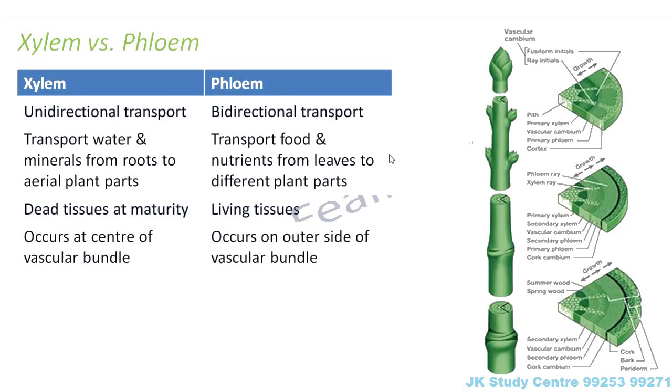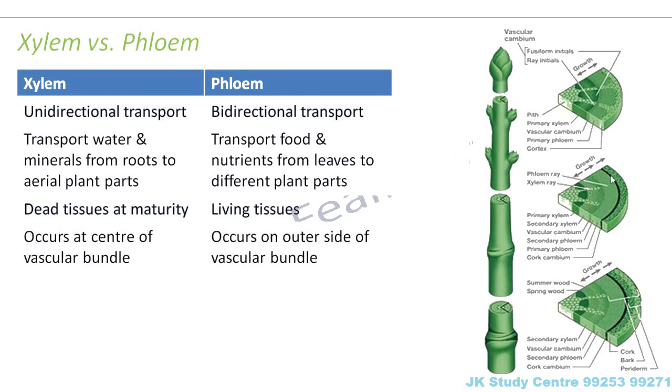Xylem transports water and minerals from roots to the aerial plant parts, whereas phloem transports food and nutrients from leaves to different plant parts. Xylem are mostly dead cells at maturity. Phloem are mostly living tissues except the phloem fibers. Xylem occurs at the center of the vascular bundles, whereas phloem occurs on the outer side of the vascular bundle.